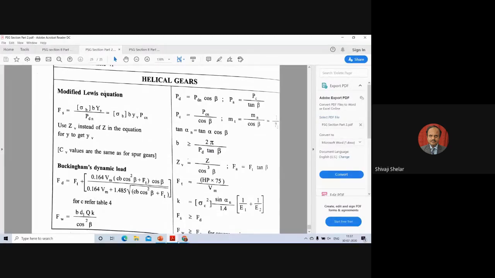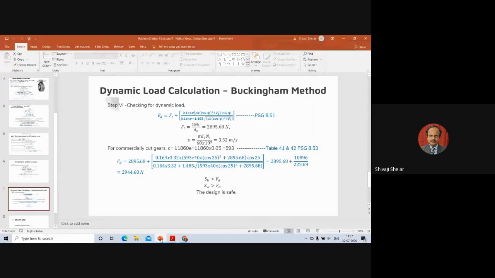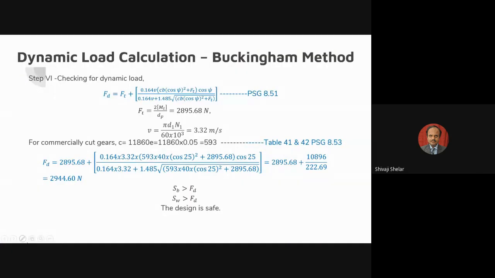So we are going back again to our presentation. We'll start with the current presentation. This formula we have used, FD is equal to FT. Now V m is replaced by V, and instead of beta we have taken psi. That is the only change, but the formula remains the same. It is available from page number 8.51. The FT value is already known, you have previously calculated it.